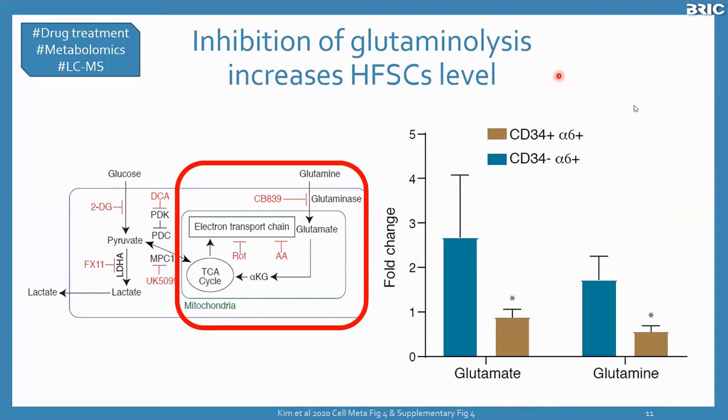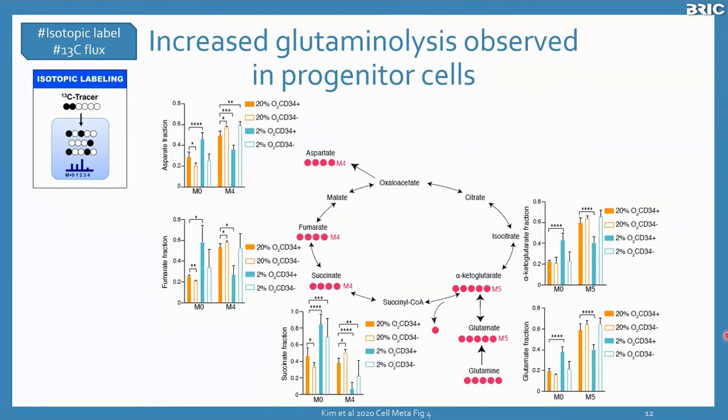And so I looked into the level of glutamine and glutamate using LC-MS, and I indeed see the difference that there was decreased level of glutamine and glutamate in hair follicle stem cells. Now, because I was interested in this glutamine feeding pathway, I wanted to make sure that glutamine is actually what is important in feeding into TCA cycle.